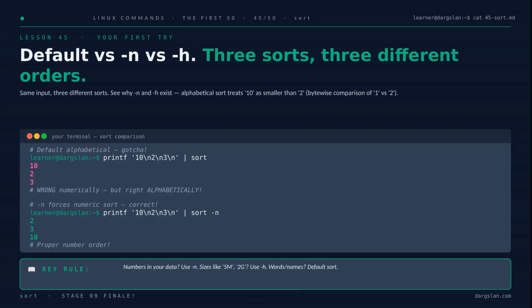Feed sort the numbers 10, 2, 3, and default sort hands you back 10, 2, 3. Wrong numerically, but perfectly correct alphabetically because 1 comes before 2 byte by byte. Add the -N flag and suddenly you get 2, 3, 10, actual numeric order. So the rule is simple. Real numbers, reach for -N. File sizes with suffixes like 5M or 2G, reach for -H. Plain words, default sort is fine.